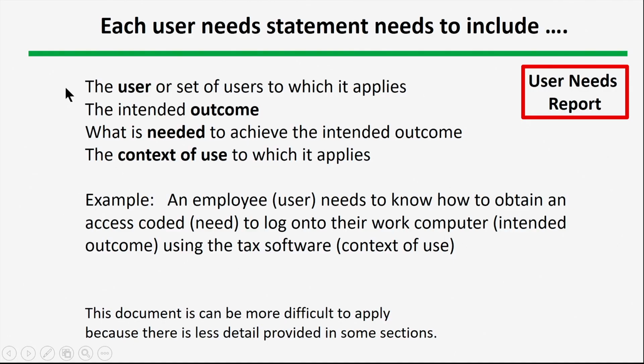All right, so what does a user needs statement need to include? Who the users are, what they're trying to do, what they need to do, and the context of use document, which was described earlier. And so here's an example of a simple user needs statement. An employee needs to know how to obtain an access code to log on to their work computer using tax software. There's a simple example. So thinking very explicitly about user needs helps one design the task and the interface.